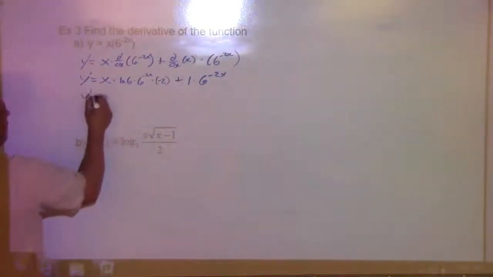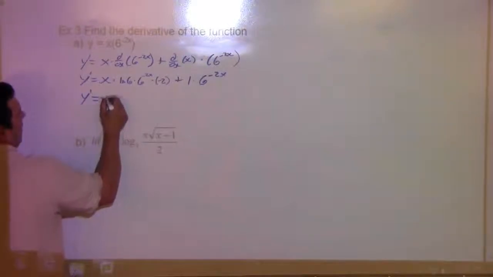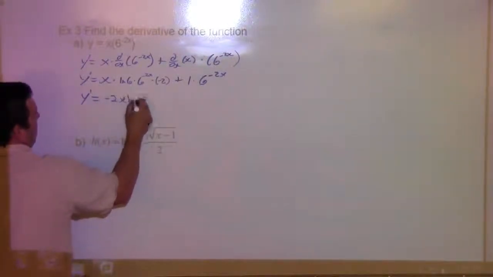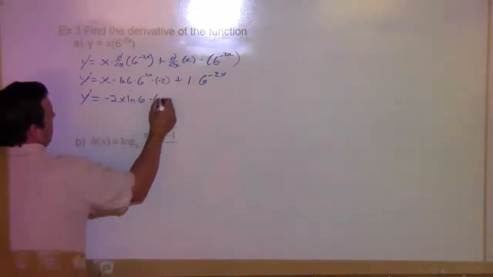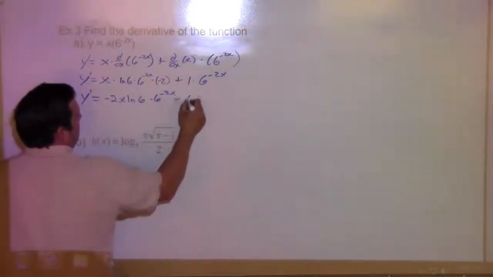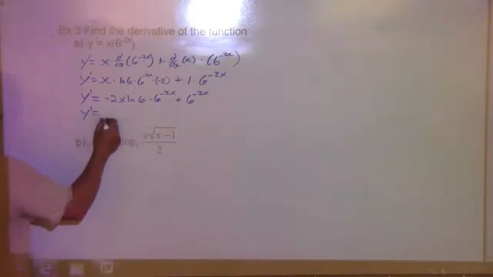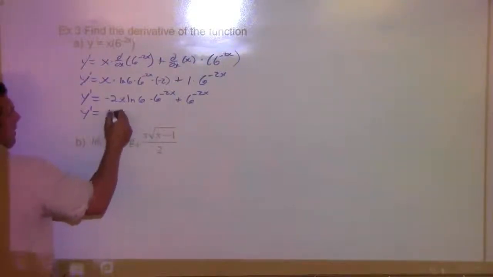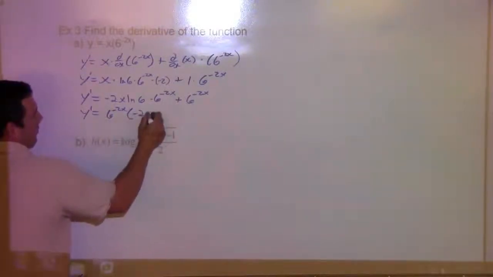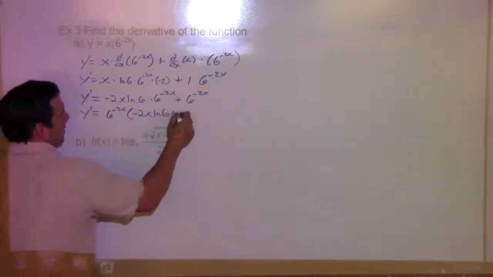So y prime is going to be negative 2x natural log of 6 times 6 to the negative 2x plus 6 to the negative 2x. So you could factor that out if you wanted to. You don't have to. It'd be 6 to the negative 2x times negative 2x natural log of 6 plus 1.